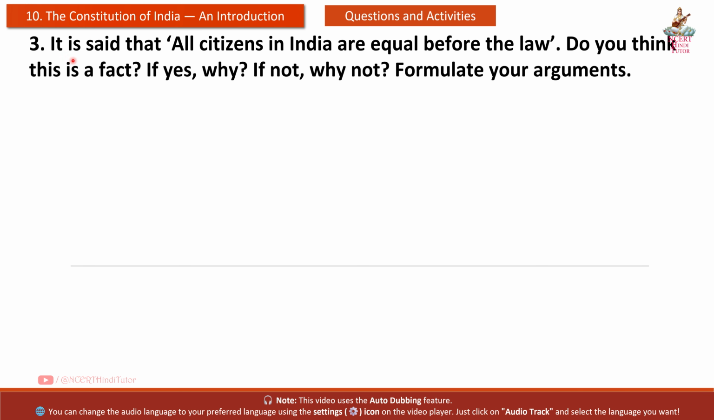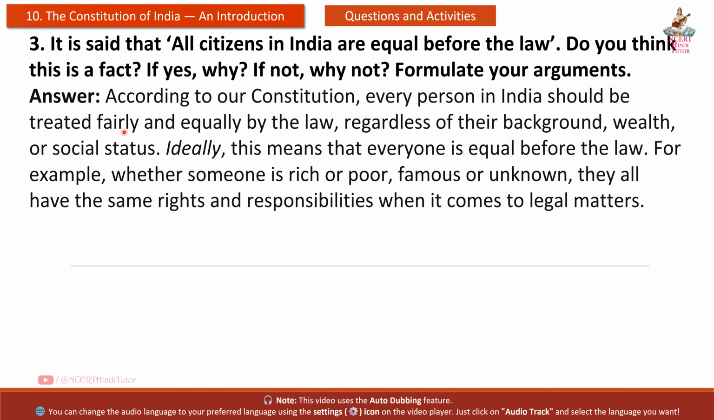Question 3. It is said that all citizens in India are equal before the law. Do you think this is a fact? If yes, why? If not, why not? Formulate your arguments. Answer: according to our constitution, every person in India should be treated fairly and equally by the law, regardless of their background, wealth, or social status. Ideally, this means that everyone is equal before the law.